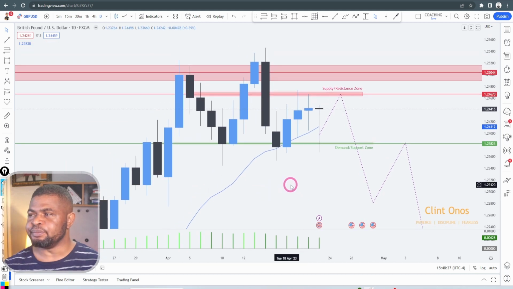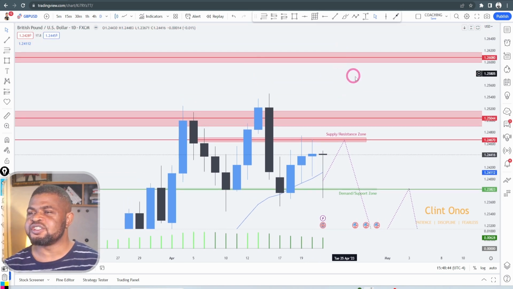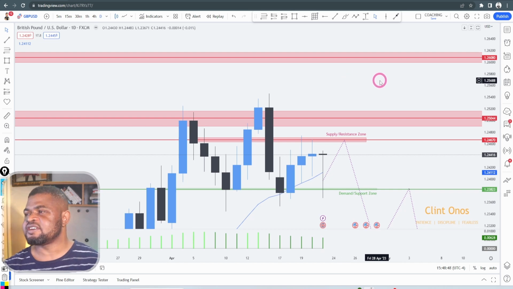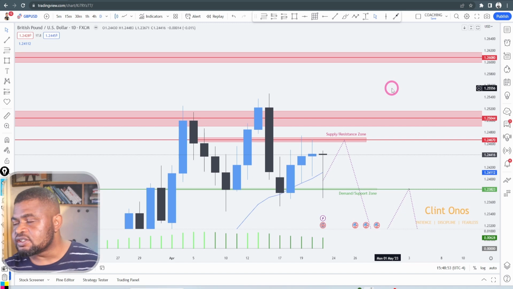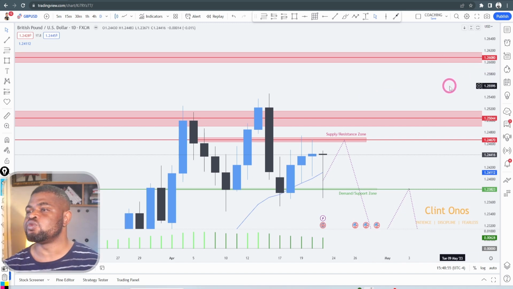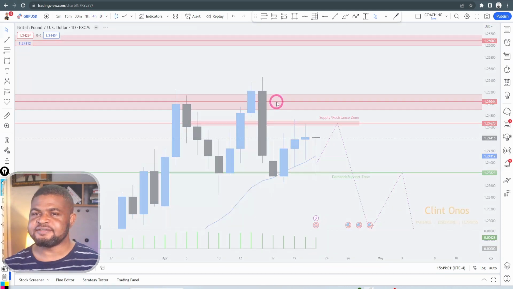Of course, the bullish scenario is also very important to note, right? If price breaks this level, we should see this level, kind of like a psychological level, the 1.2600 level. That's great, that's nice.